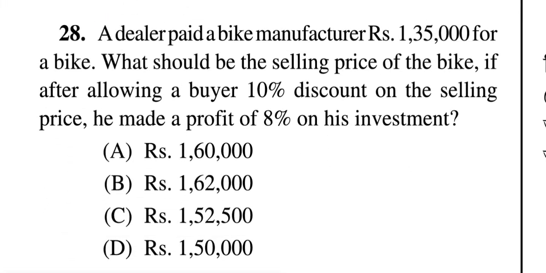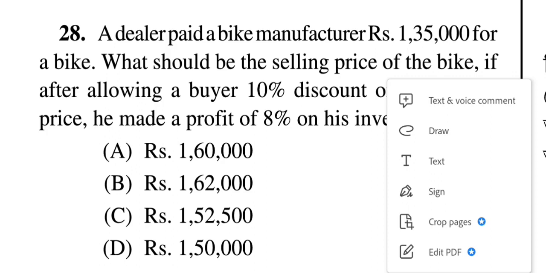Next question, 28. It says a dealer paid a bike manufacturer 1,35,000 for a bike. What should be the selling price of the bike if, after allowing a buyer 10% discount on the selling price, he made a profit of 8% on his investment? 1,60,000, 1,62,000, 1,52,500, 1,50,000. Correct answer of this question will be B, that is 1,62,000.